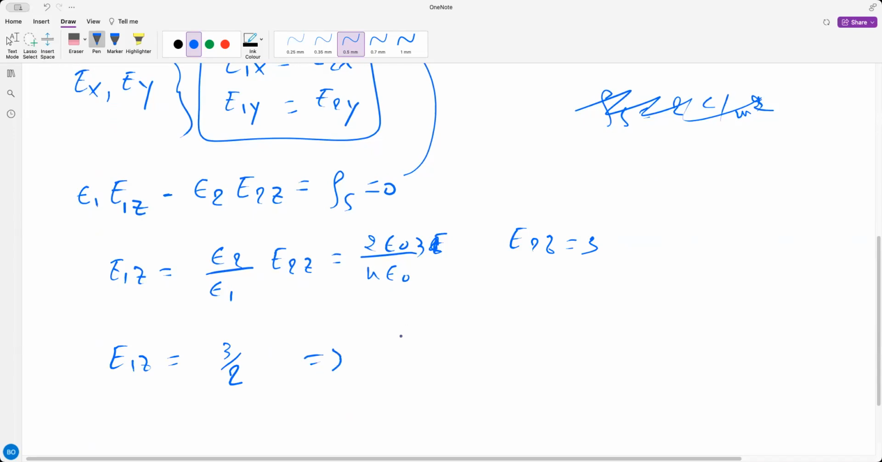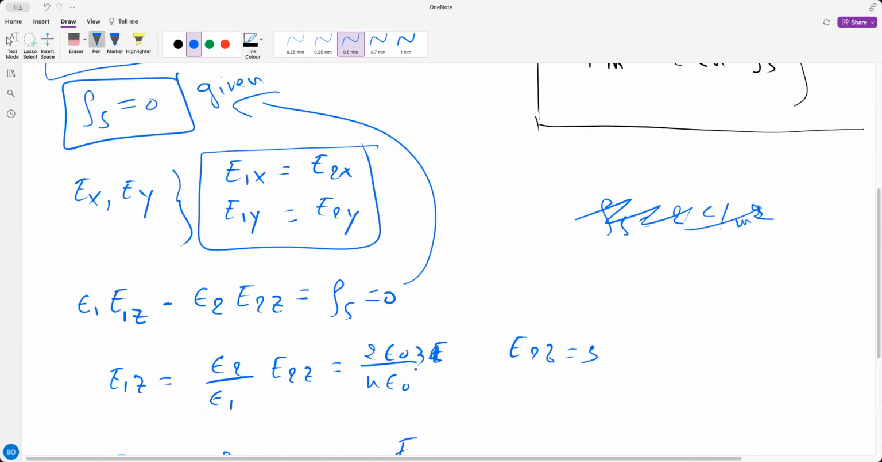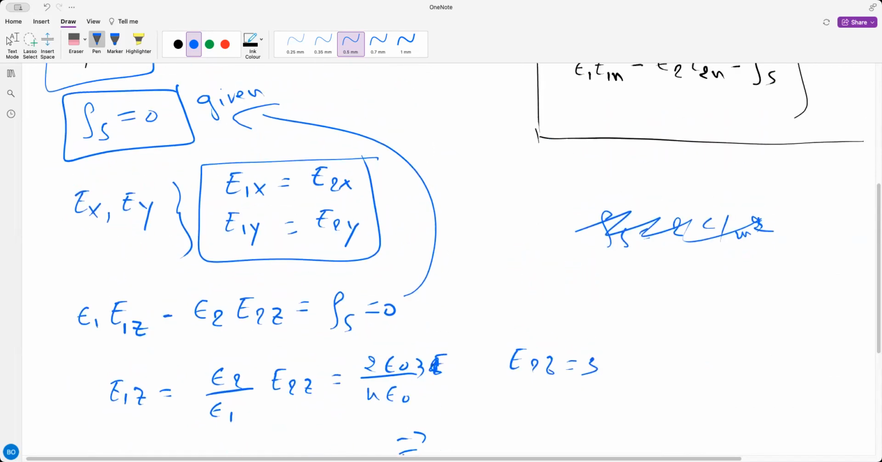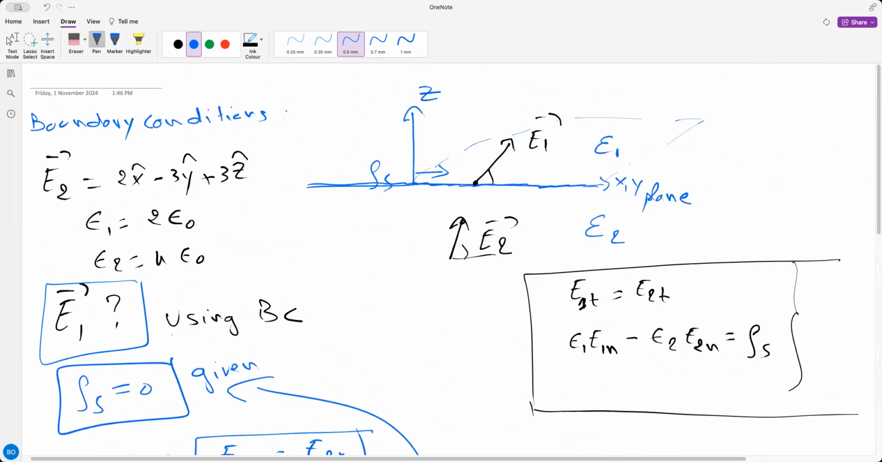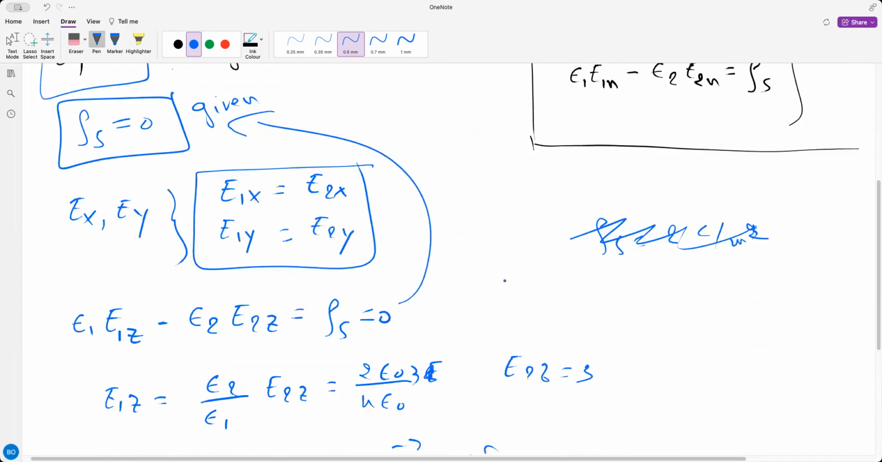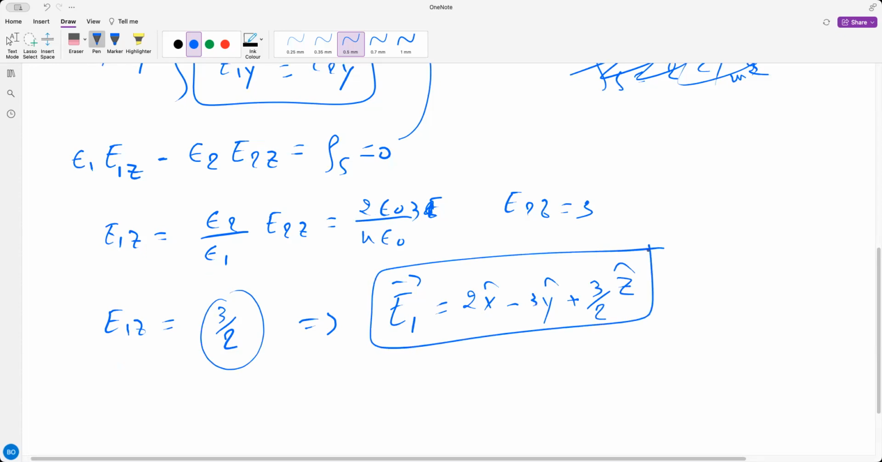So then we can calculate easily now E1. E1 is equal to E1x, which is also equal to E2x. This is 2, so it's 2x minus 3y and plus this one, 3/2 z. Any question?